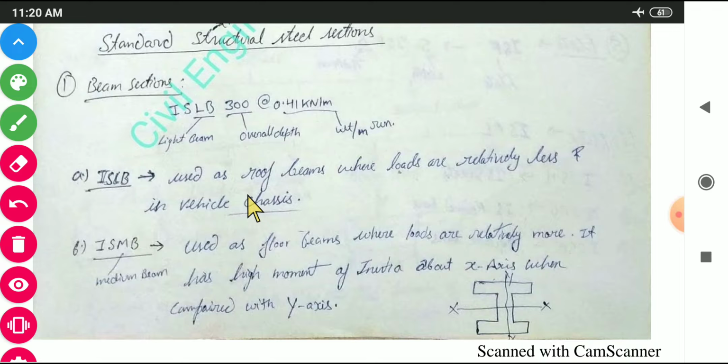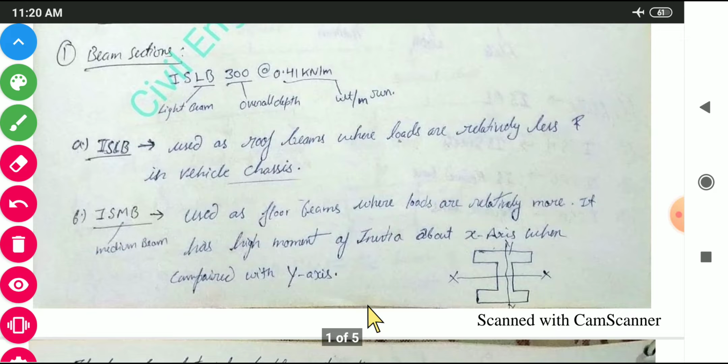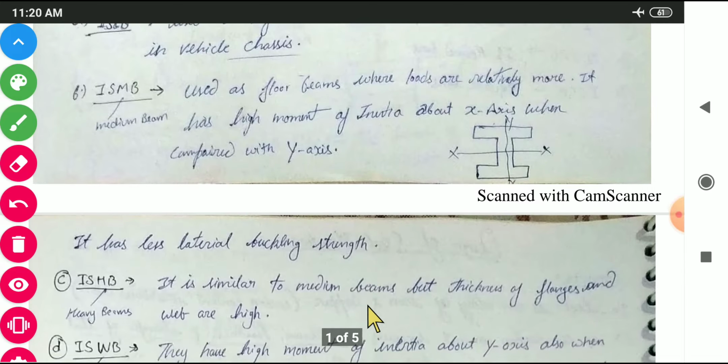ISLB is used as roof beams where loads are relatively less, and in vehicle chassis. ISMB is used for floor beams where loads are relatively more. It has high moment of inertia about the x-axis compared to the y-axis, and it has less lateral buckling strength.